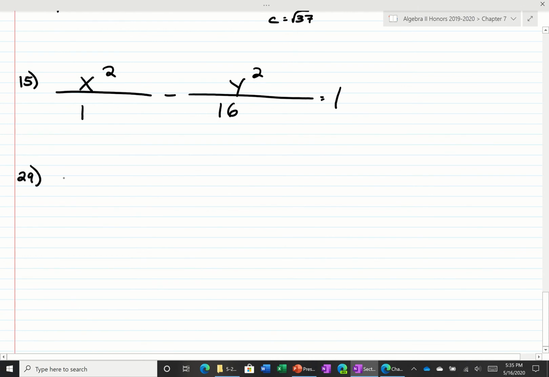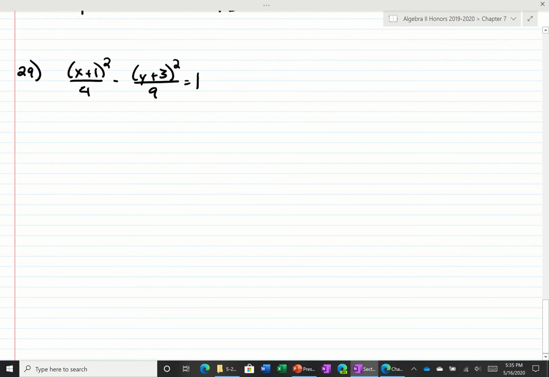For problem number 29, it says we have (x plus 1) squared over 4 minus (y plus 3) squared over 9 is equal to 1. So it looks like we have another horizontal. A squared would be 4, so a is 2. B squared would be 9, so b is 3. Our center would be negative 1, comma negative 3.